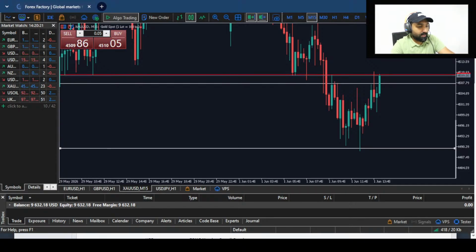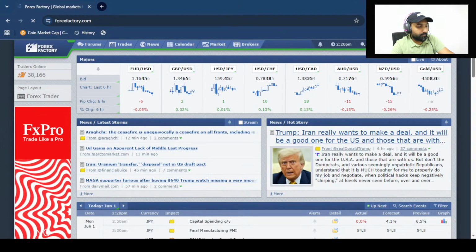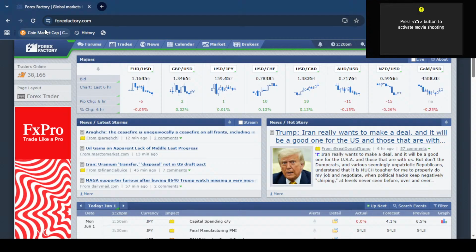I don't know whether you can see or not, but I hope so. Now, the second most important thing when you're looking at charts is the Forex Factory. You know, something's cooking, something's manufacturing. This factory is very helpful if you're into this. Okay, we have news over here.